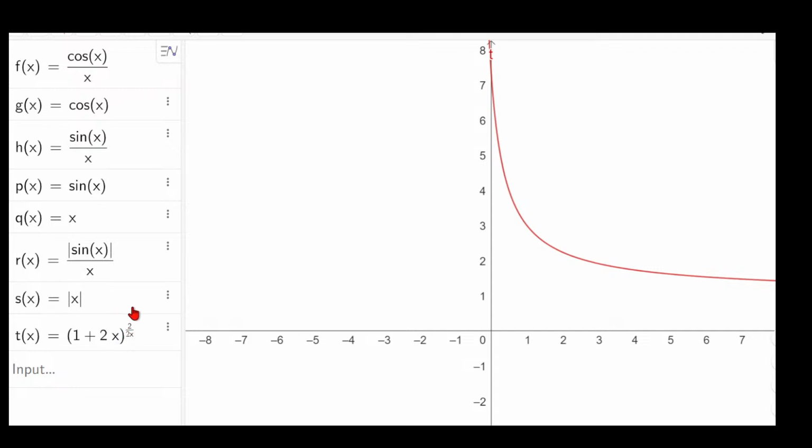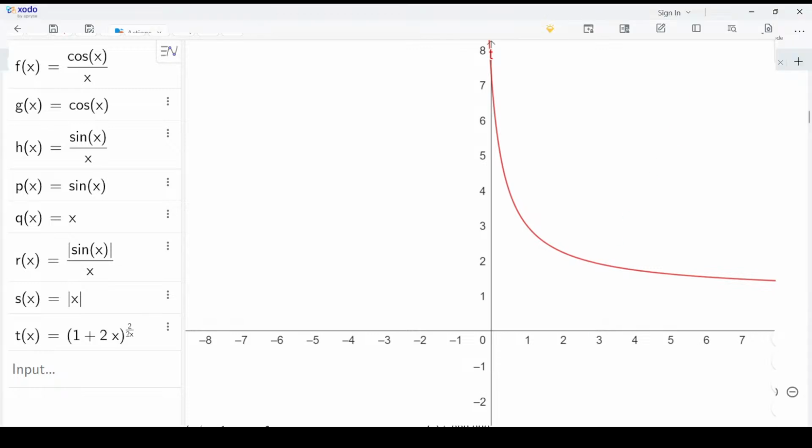So 1 plus y whole power 1 by y, when y tends to 0, is e. So this value should be equal to e square. 2.7 square. What is 2.7 square? 7 point something. 2.5 square is 6.25, so 2.7 square is some 7 point something. So basically, this is becoming e square. Okay, so now what is the question?